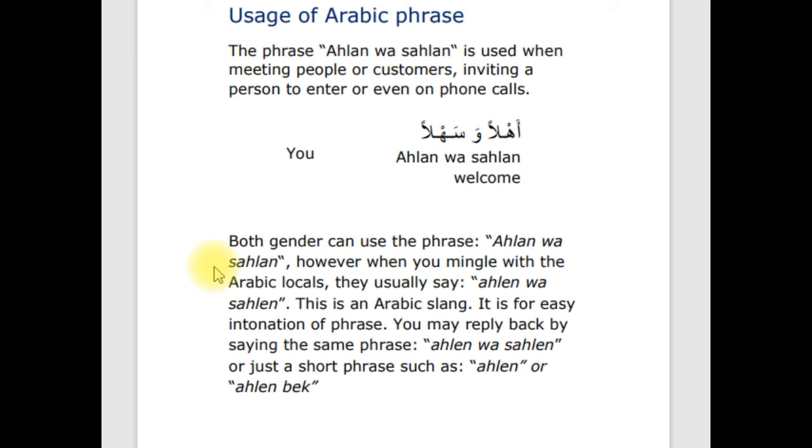However, when you mingle with the Arabic locals, they usually say Ahlin wa Sahlin. This is an Arabic slang. It is for easy intonation of the phrase. You may reply back by saying the same phrase Ahlin wa Sahlin, or just a short phrase such as Ahlin, or Ahlin bik.